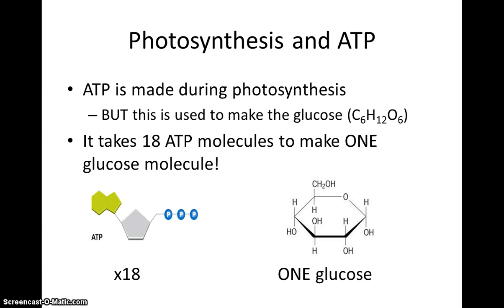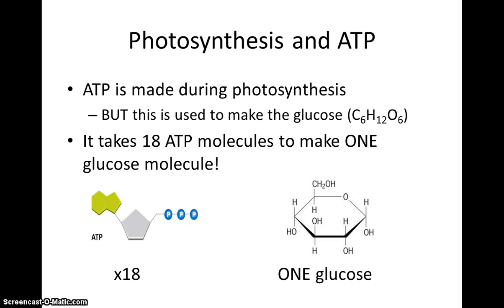Okay, so in last lesson we learned all about ATP and how that's used to store short-term energy. But I do want to tell you guys a little bit about how photosynthesis and ATP relate to each other. So photosynthesis actually produces ATP, but there's no what's called net gain of ATP. There's no overall gain of ATP for the plant, because all of that ATP that is made during photosynthesis is then used to make the glucose, which is C6H12O6.